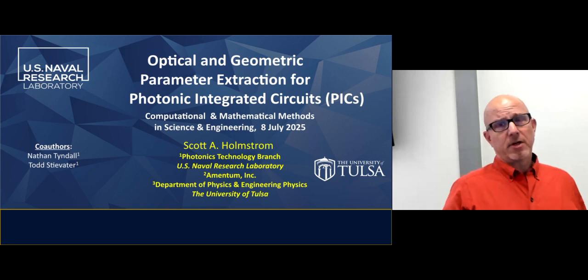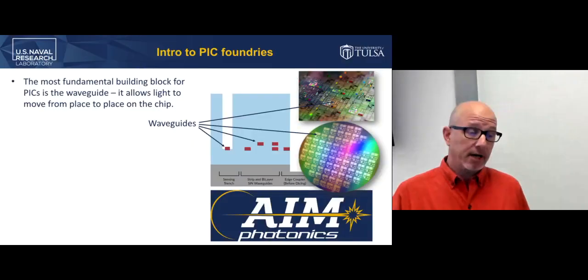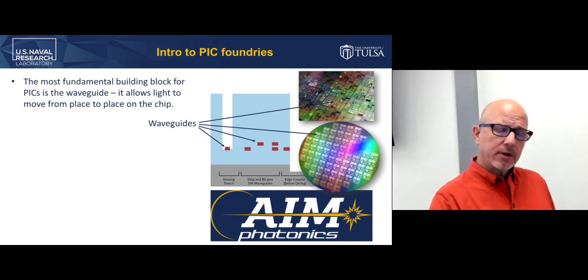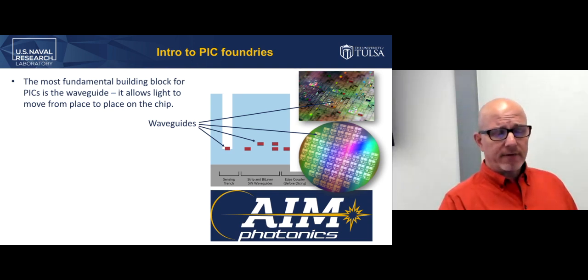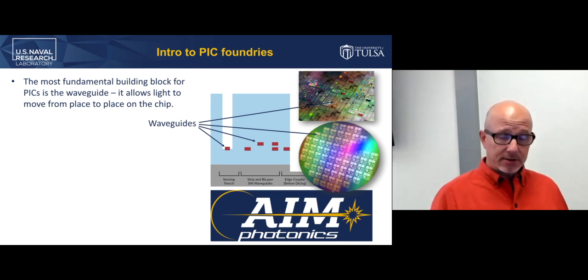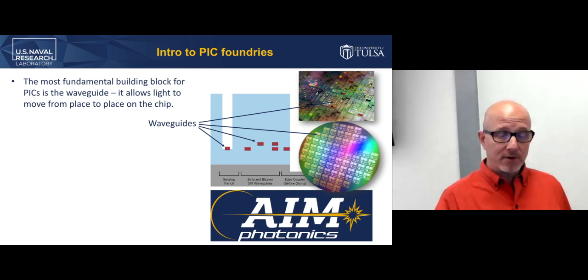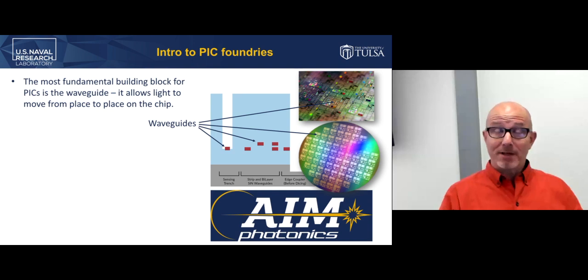Now, the most fundamental building block of photonic integrated circuits is the waveguide. It allows light to move from place to place on a chip. All of our photonic integrated circuits are currently manufactured at AIM Photonics Foundry up in upstate New York. This is a snapshot from their design guides showing the user the types of waveguides that are available to build their photonic integrated circuits from. I've shown here a built 300 millimeter wafer. Each one of these would represent an optical system, and each one of the lines in there would represent an optical waveguide.